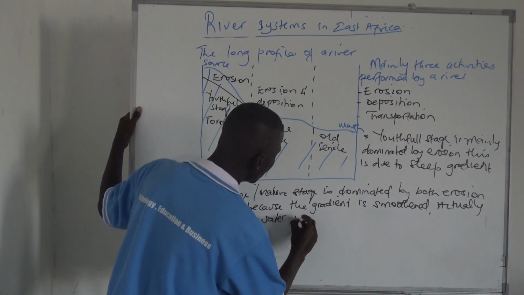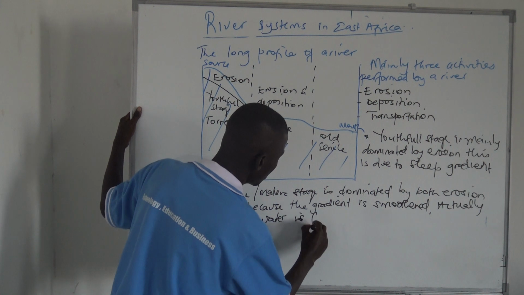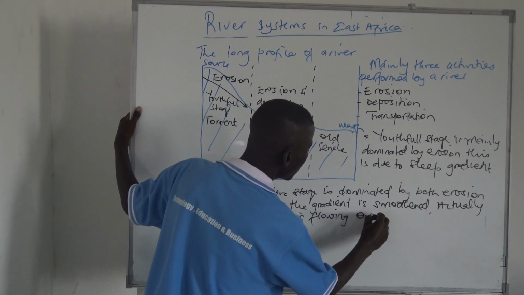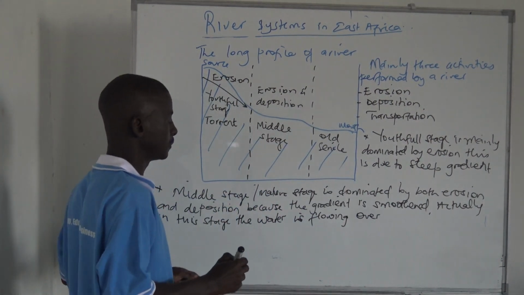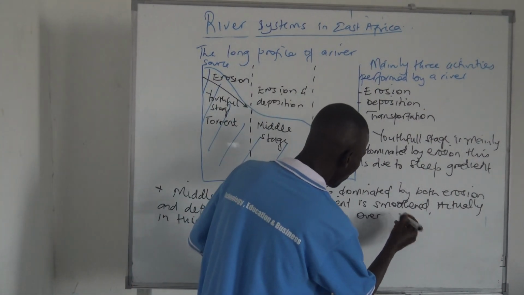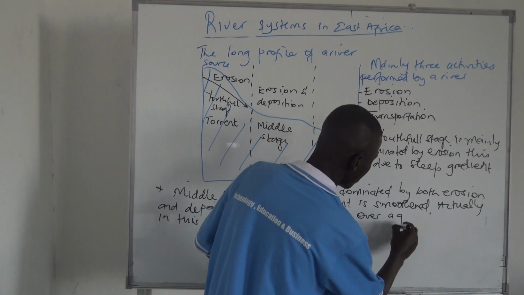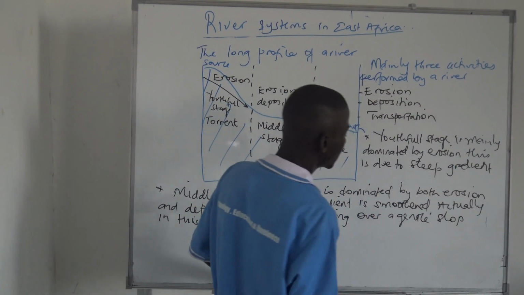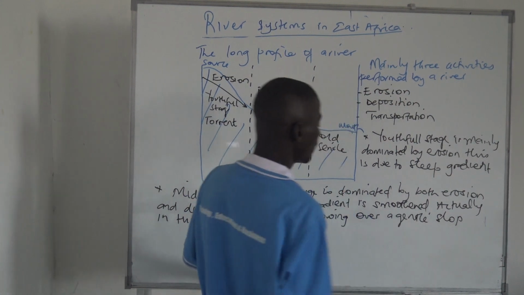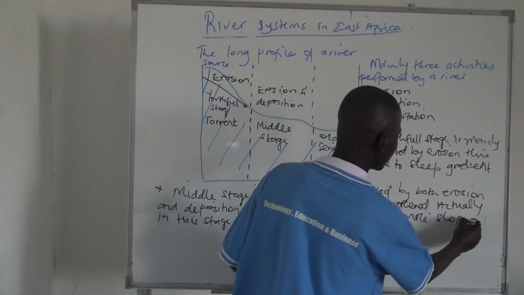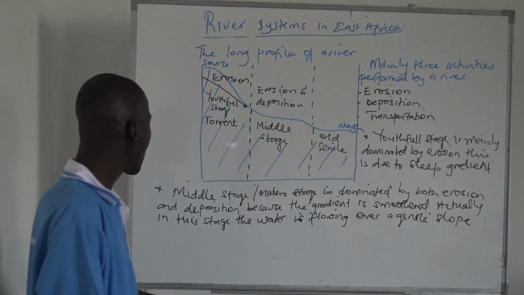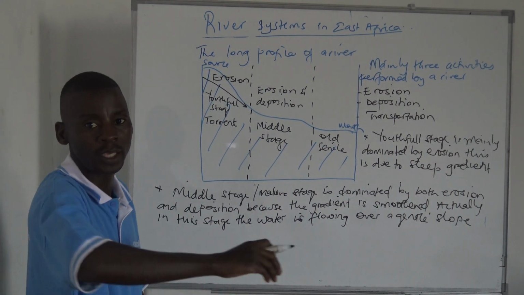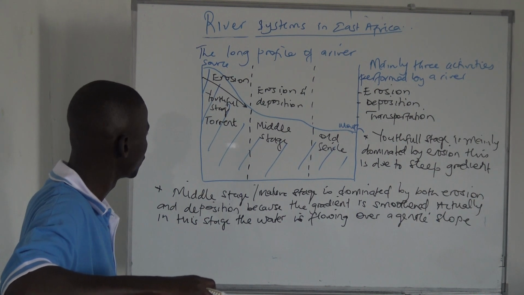Is flowing over a gentle slope. And it explains why the area is actually made up of both erosion and deposition.